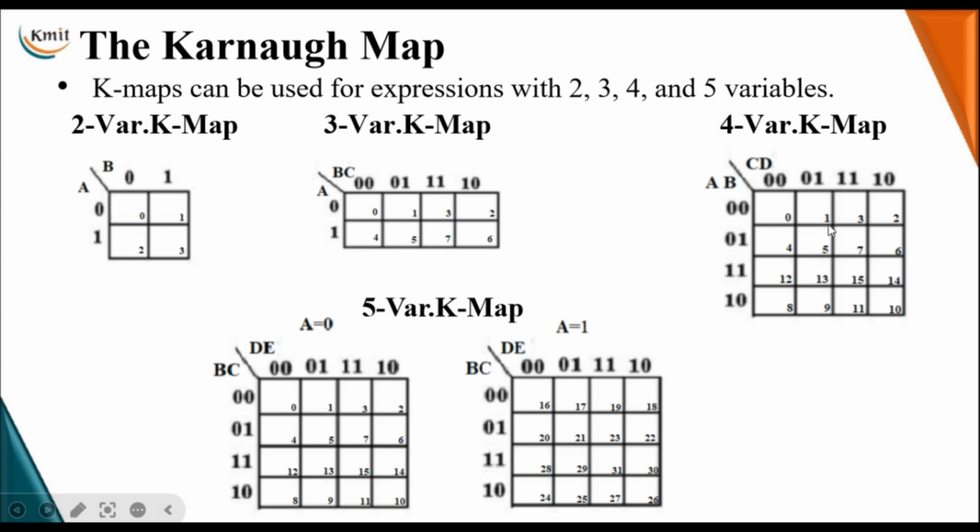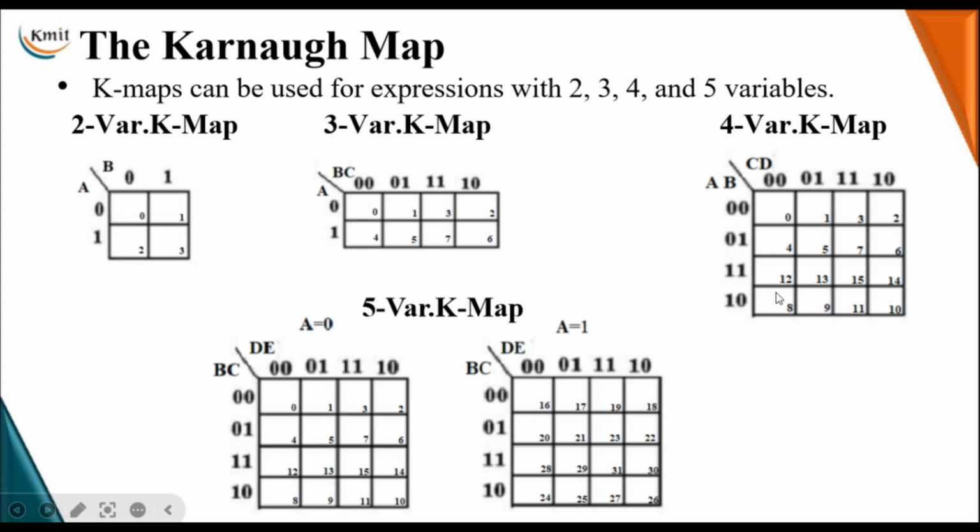So here it is 0, 1, 3, 2 for AB equal to 0, 0. For 0, 1 the decimal codes are 4, 5, 7, 6. Next, for 1, 1: 1, 1, 0, 0 is 12, 1, 1, 0, 1 is 13, 1, 1, 1, 1 is 15, 1, 1, 1, 0 is 14. For 1, 0: 1, 0, 0, 0 is 8, 1, 0, 0, 1 is 9, 1, 0, 1, 1 is 11, and 1, 0, 1, 0 is 10.